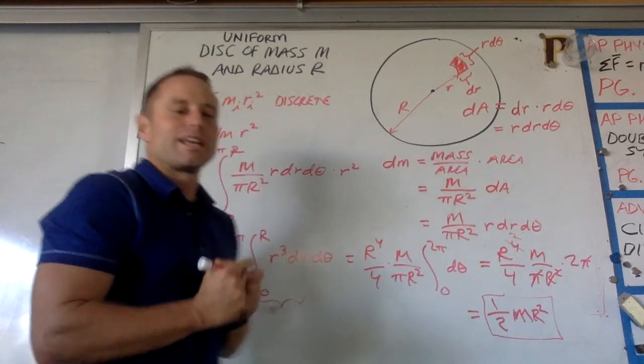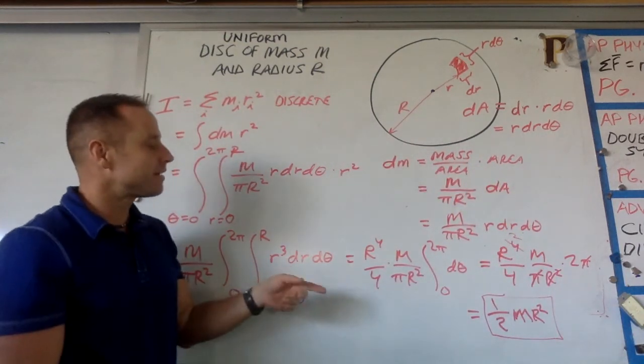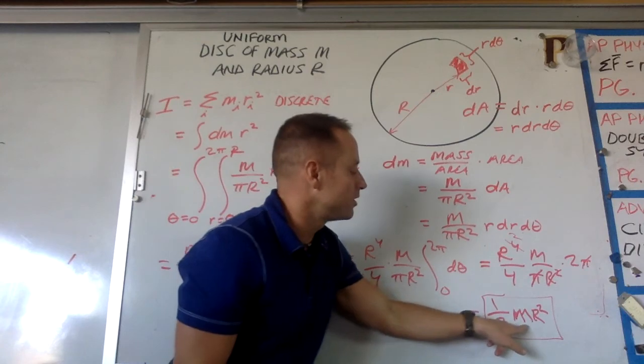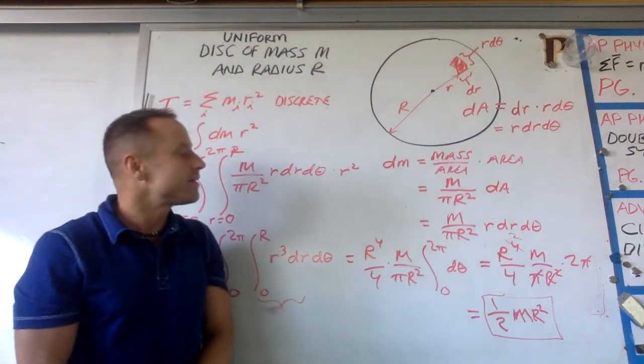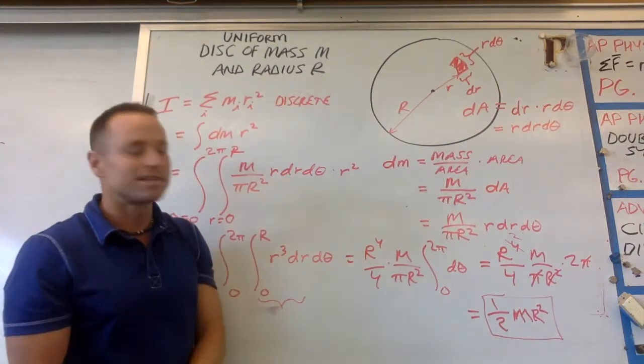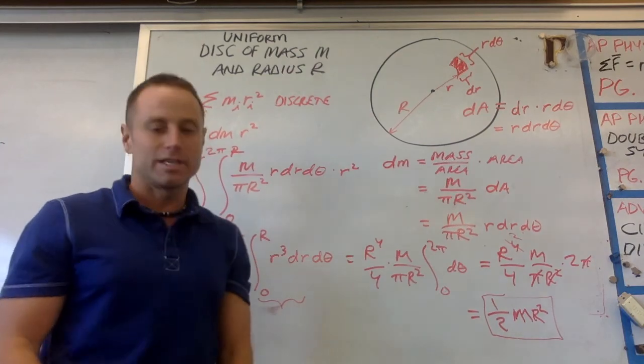I encourage you to get in the habit of, when you're working on this stuff, checking that your units, when you're calculating a moment of inertia, always give you a mass times a distance squared. But that's the moment of inertia of a disk about the center.